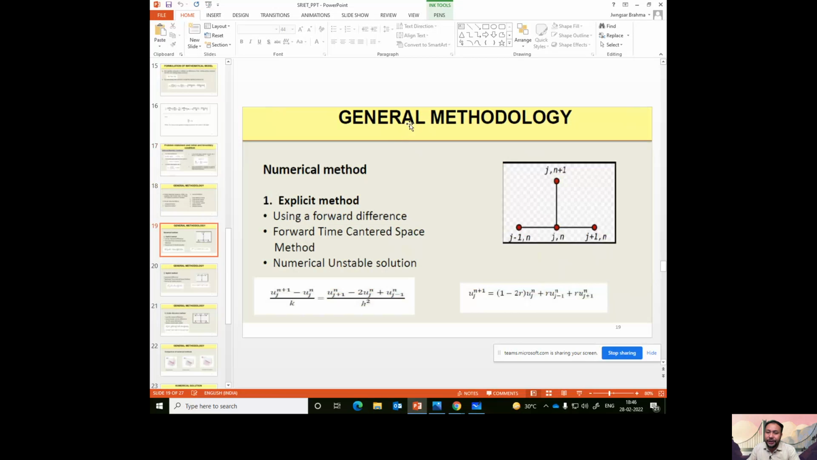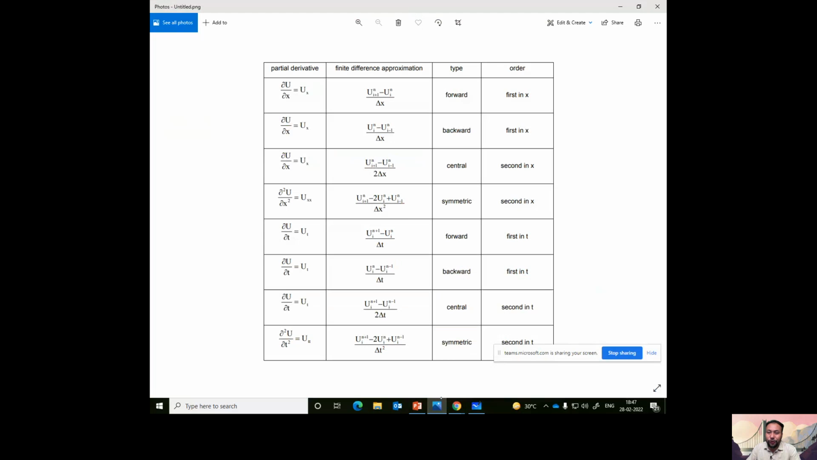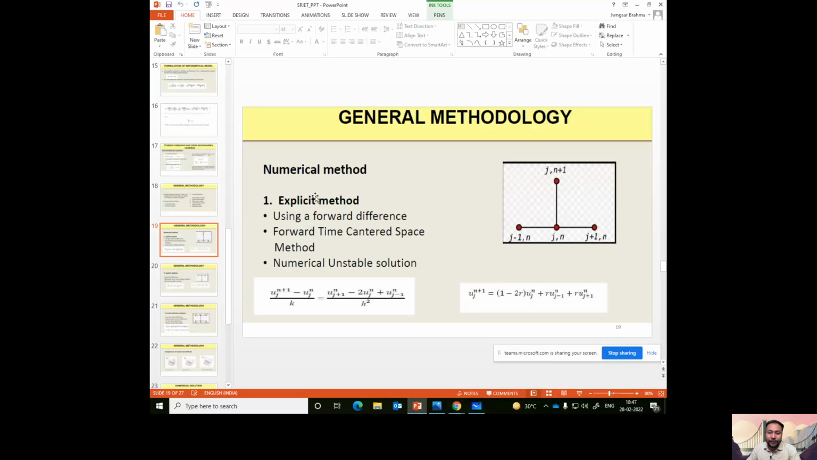Now here, general method. In the case of the finite difference method, we have mainly two cases. One is called the explicit method, using a forward difference. Just look at my table here: forward difference, backward difference, and central difference. Now, if we talk about the explicit method, we use forward difference. Forward time central space method.